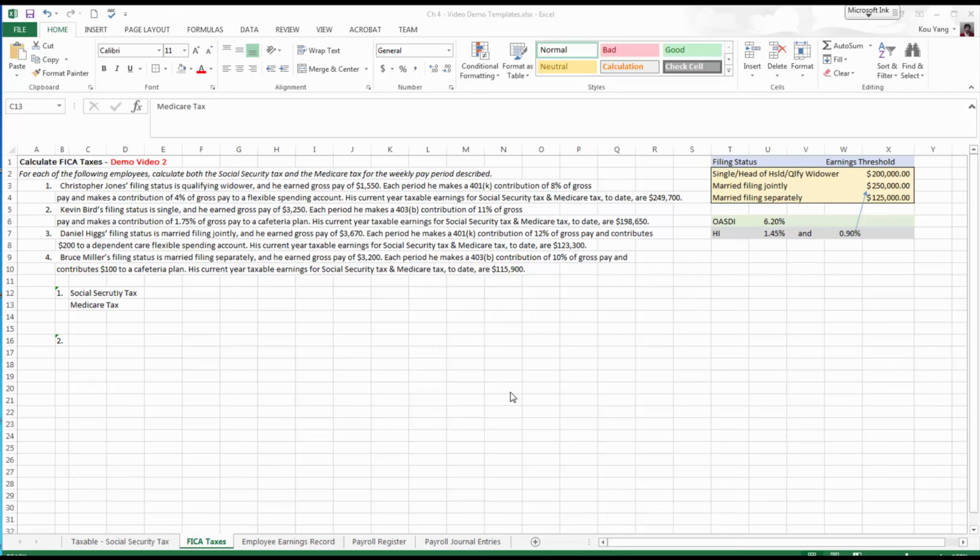His current year taxable earnings for Social Security tax and Medicare tax to date are $249,700. Okay, so it looks like his Social Security tax is going to be 0, because with this given information, so far he's made this much. Our cap, I'm going to do that here, the cap is $117,000. He clearly made over that, so we no longer impose that 6.2% on OASDI on his wages. So it's going to be 0.